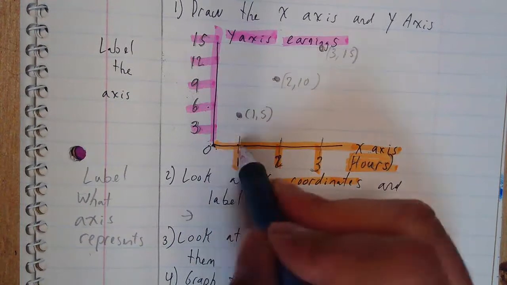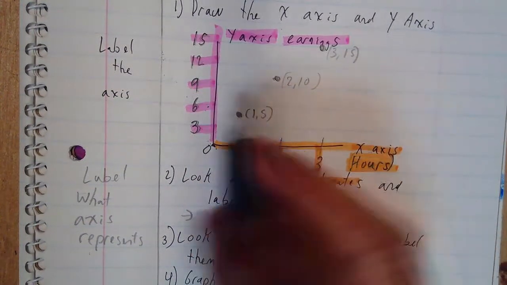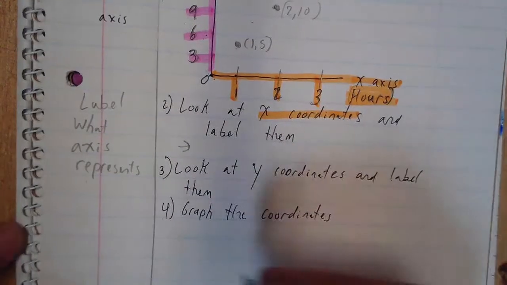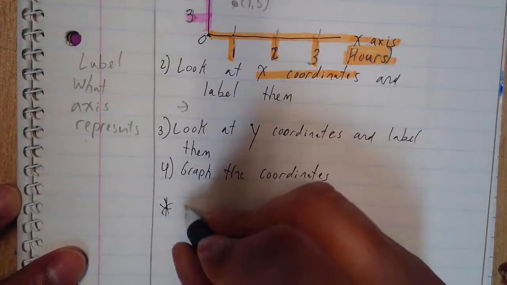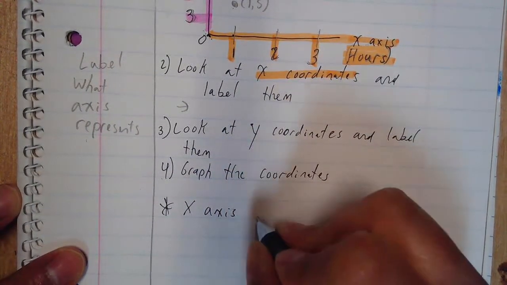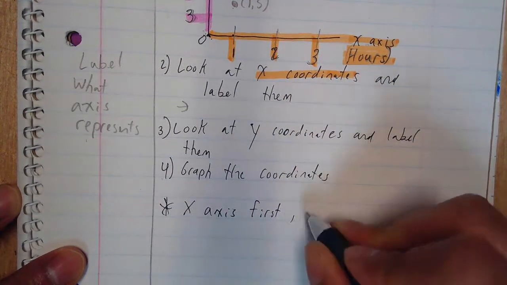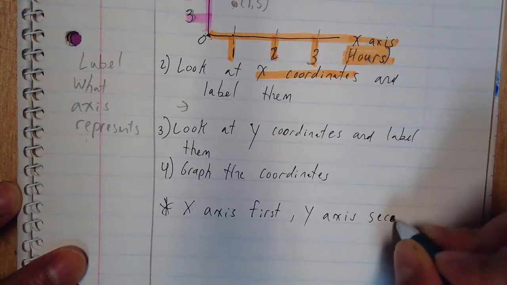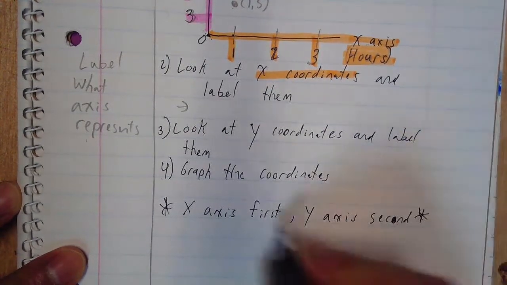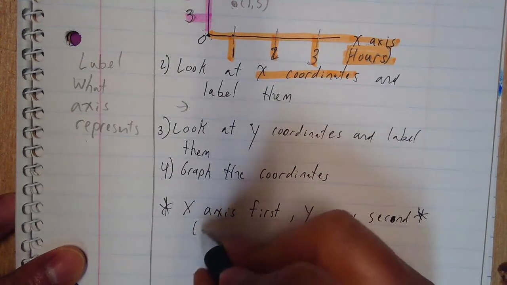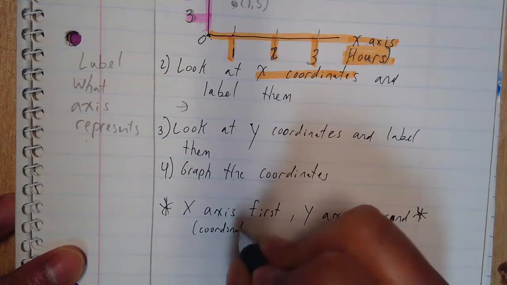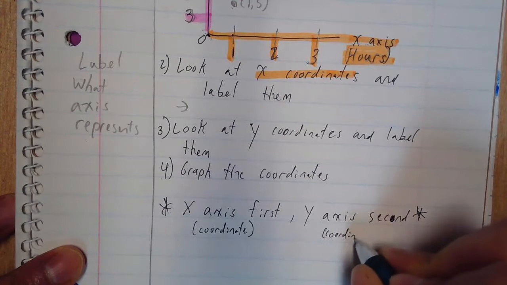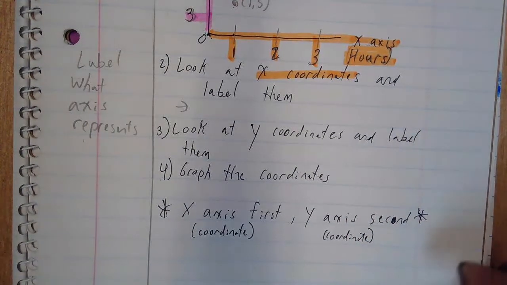And so x-axis first, then y-axis. Ordered pair. X-axis first, y-axis next. So let me put that here so you don't forget. X-axis first, y-axis second. Or you could also say x-coordinate first. I'll even write that down. Y-coordinate second. Okay, and excuse my sloppy writing, but I think you get the idea.